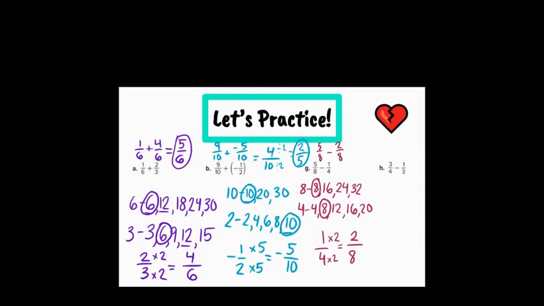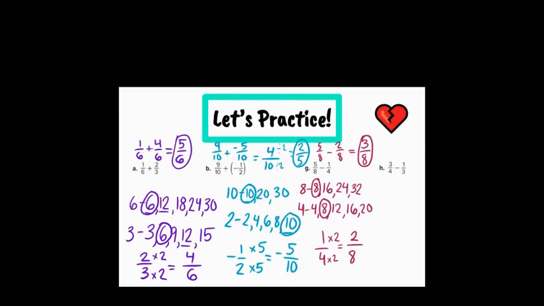And now we can subtract since they are now like fractions. Subtract your numerators. 5 minus 2 equals 3. Put it over the same denominator. And there's your answer for G, 3/8. Letter H, 3/4 minus 1/3. Once again, we need to find the least common denominator because these are unlike fractions.